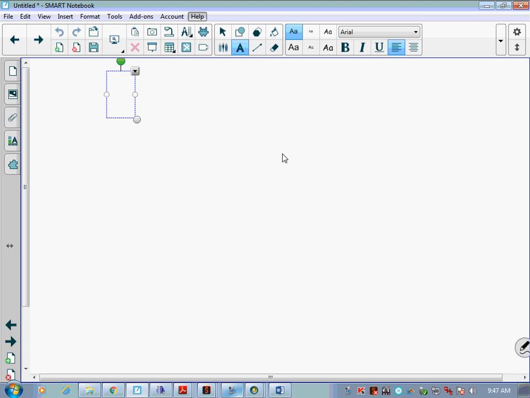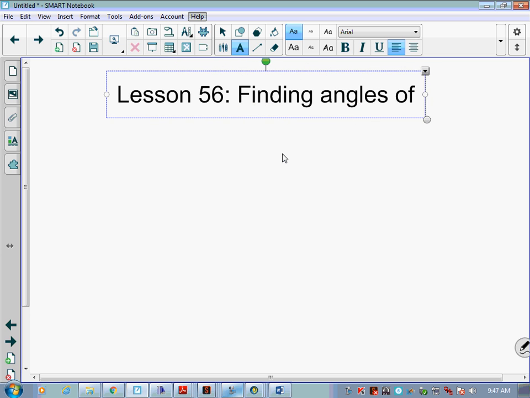In Lesson 56, starting on page 399. This is finding angles of rotation.